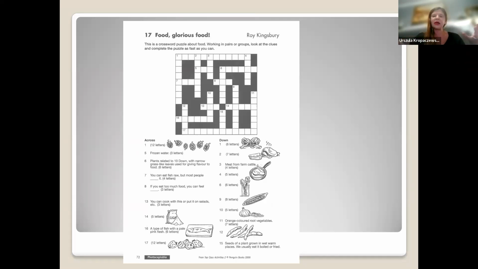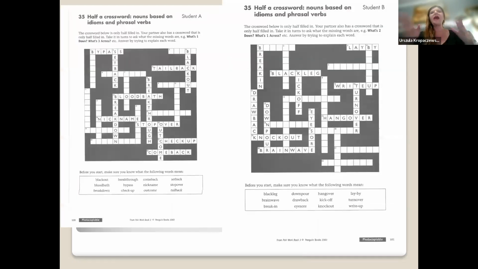Okay, it's one example. But what I love is that kind of crossword. There are a lot of books which give us half of a crossword for student A and the other half of the crossword for student B. Here you have got some examples of the exercises. It can be second verb forms. Why not? Whatever the topic may be, put in a crossword.